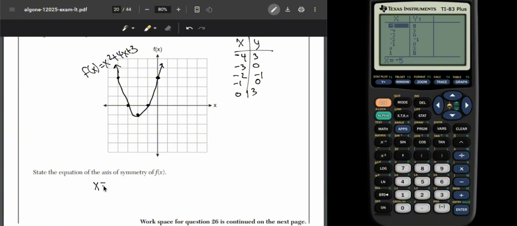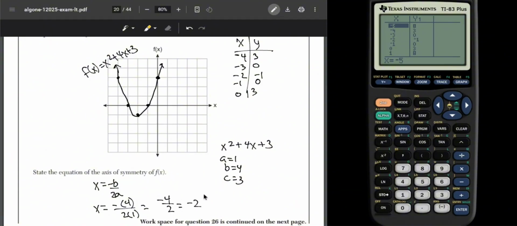So I'm going to do x equals negative b over 2a. My equation is x squared plus 4x plus 3, so my a is 1, my b is 4, and my c is 3. So x equals negative 4 over 2 times 1, which is negative 4 over 2, which gives me negative 2. If you just write negative 2, your answer will not be accepted. You must write x equals negative 2, because that is the equation of your axis of symmetry. x equals negative 2.